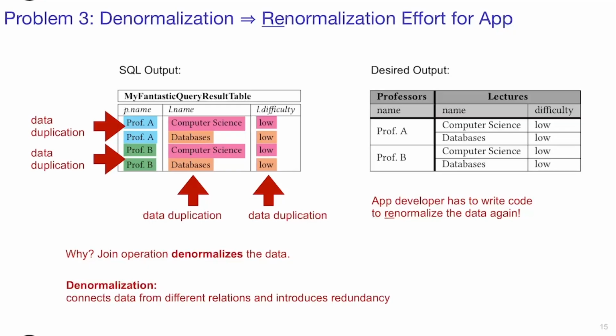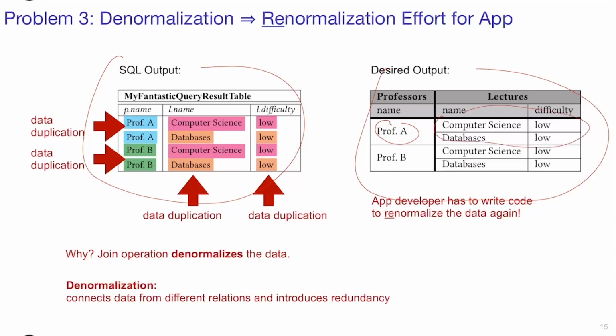And the other thing, and that's the stuff I bumped into when developing this application, is you have to renormalize. So you get the denormalized data, but I want to have something like that. I want to have one entry, maybe one row in the UI, and then I have sub-rows in a way, listing all the lectures like computer science and databases and whatnot. A hierarchical display, and that's not what I get from the SQL result.